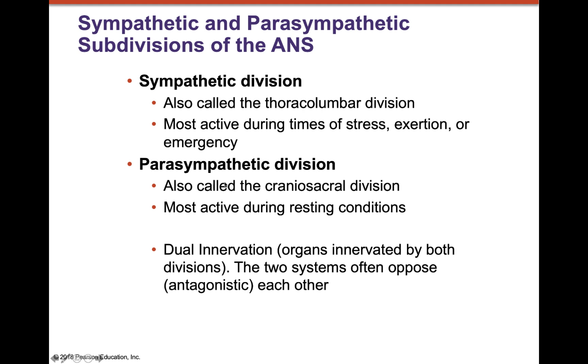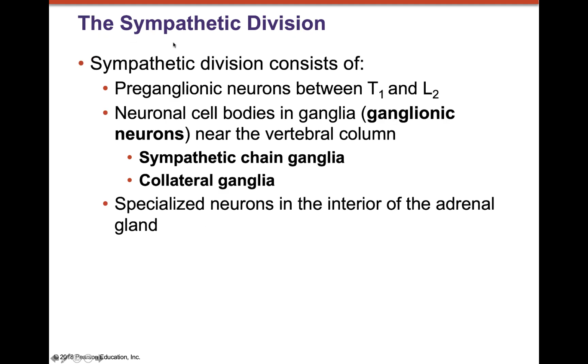And I said that all of the organs of the body have innervation from both of these divisions. So a sympathetic neuron is going to be innervating, let's say, the heart, and the parasympathetic is also going to be innervating the heart. Together, that is known as dual innervation. Organs are innervated by both divisions, sympathetic and parasympathetic. And these two divisions work opposite of each other, so they are antagonistic. I'm going to talk about the sympathetic division first, and then we'll go into the parasympathetic division. In the last slide, I said this is also known as the thoracolumbar division.